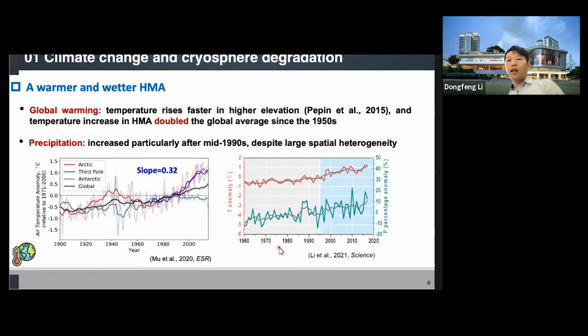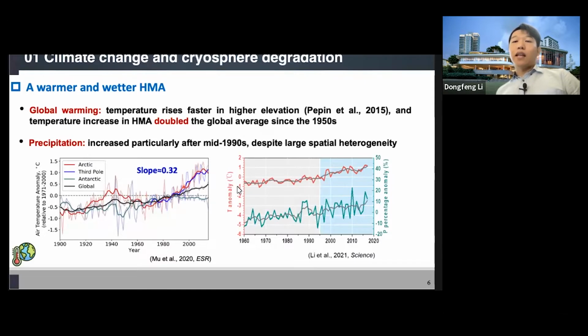And in response to global warming, the climate change here in the high mountain Asia is very fast. And from this left figure, some of you may have heard the term amplified Arctic warming. Amplified Arctic warming basically means that the Arctic is warming much faster than the global average. And this is very similar in the high mountain Asia or in the third pole. So from this figure, we can see the red line here is the Arctic, and the blue line is the third pole, right? So we can see the temperature increase rate in the third pole is very similar to that in the Arctic.